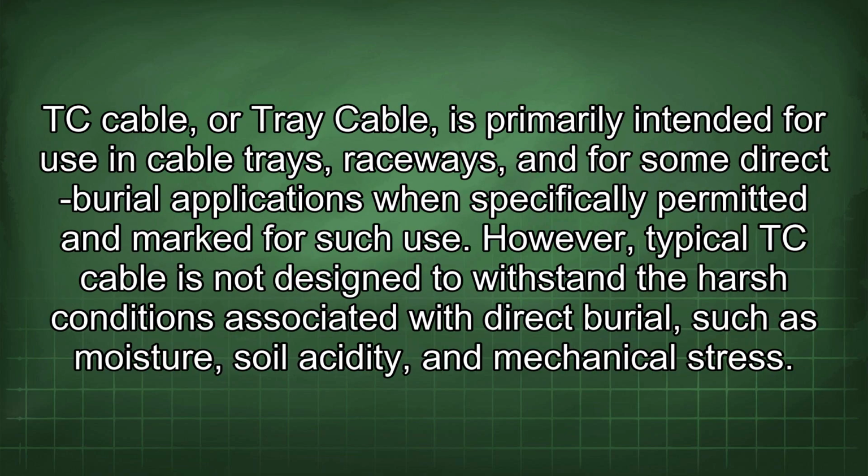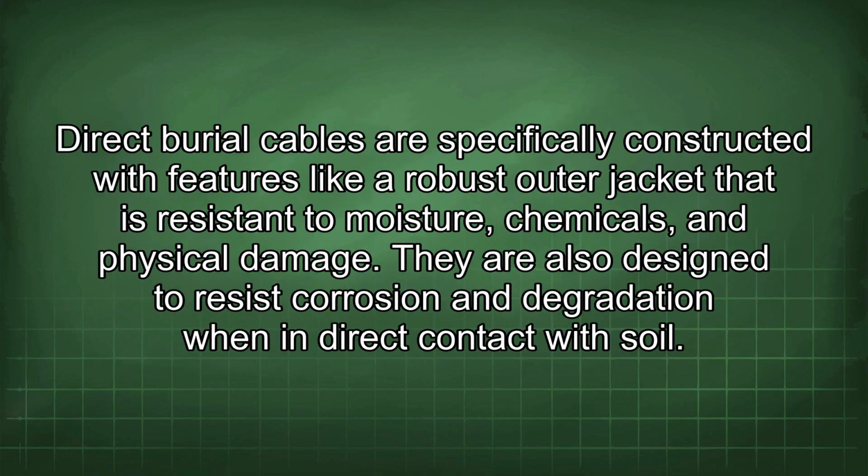TC cable, or tray cable, is primarily intended for use in cable trays, raceways, and for some direct burial applications when specifically permitted and marked for such use. However, typical TC cable is not designed to withstand the harsh conditions associated with direct burial, such as moisture, soil acidity, and mechanical stress. Direct burial cables are specifically constructed with features like a robust outer jacket that is resistant to moisture, chemicals, and physical damage. They are also designed to resist corrosion and degradation when in direct contact with soil.